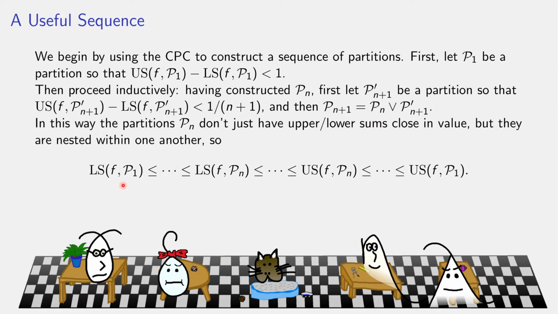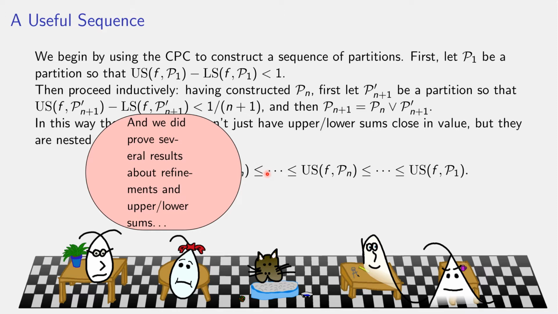So, since the partitions are refinements of one another, the lower sums must be monotone increasing, and the upper sums must be monotone decreasing, but the lower sum of a particular partition is always less than or equal to the upper sum of that particular partition, giving us this infinite chain of inequalities. Upper sums decreasing, lower sums increasing. For a particular index, the lower sum is less than or equal to the upper sum. So while this is monotone increasing, it can never get any larger than a single one of these, which are monotone decreasing.